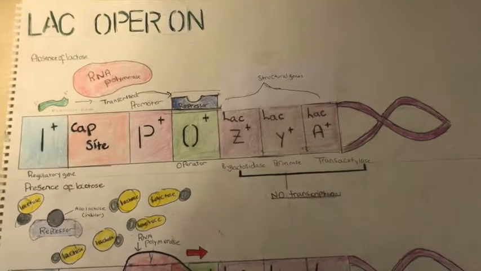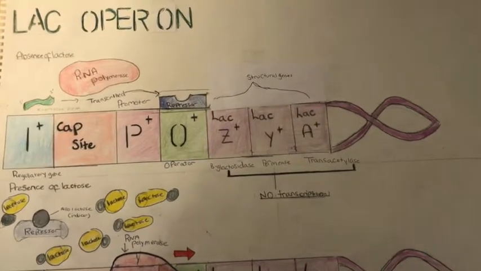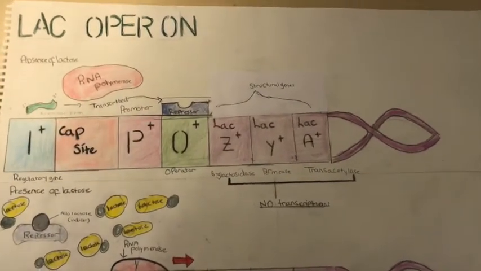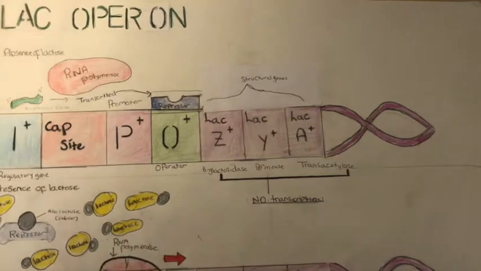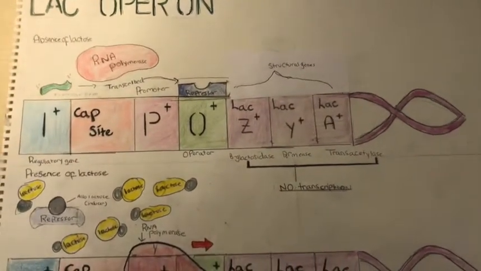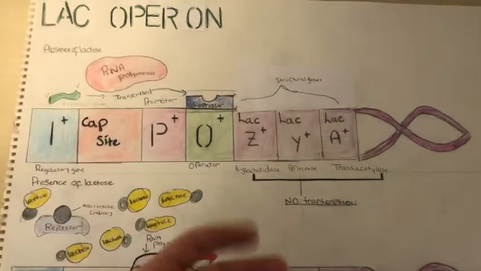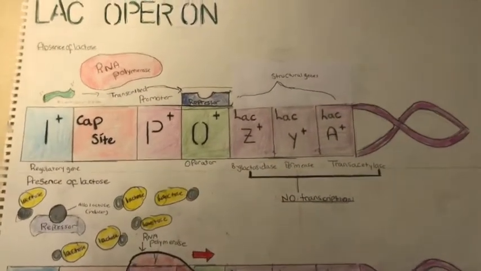Here we have an operon called the Lac Operon. This is commonly found in E. coli and is used in the metabolism of lactose. As you can see here, we have the wild strand of our Lac Operon, and all the parts of which are denoted by positives, meaning it's wild.